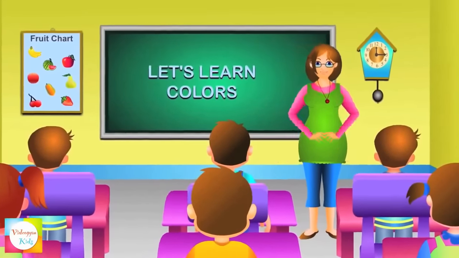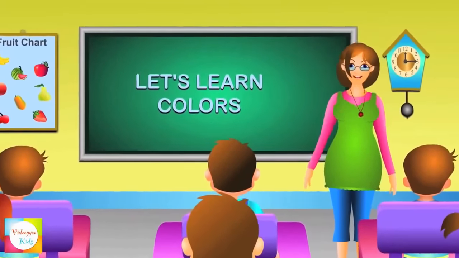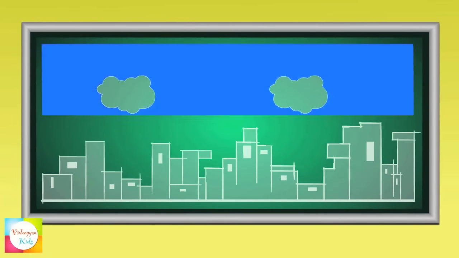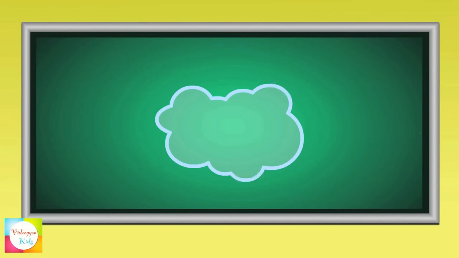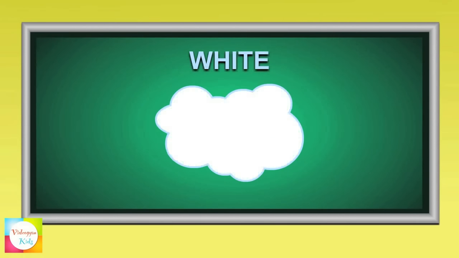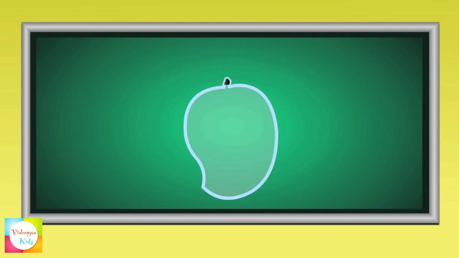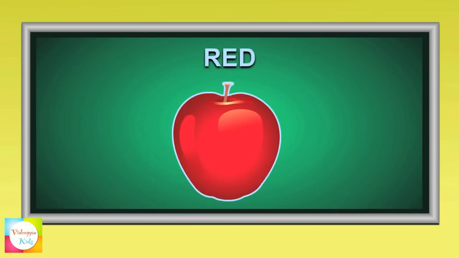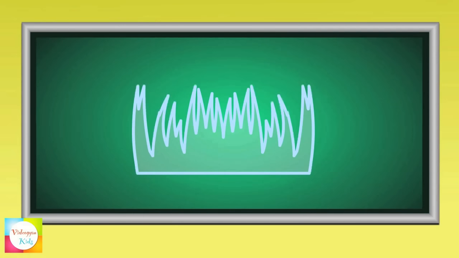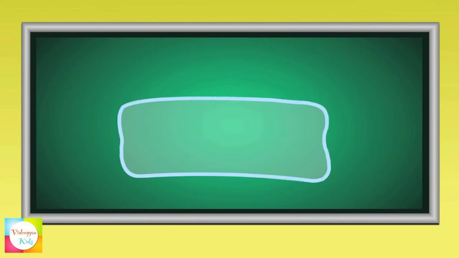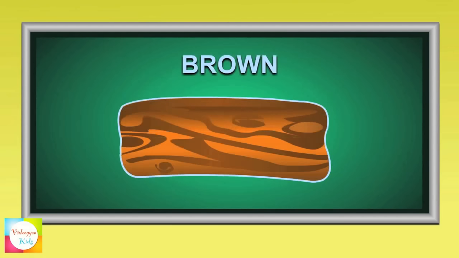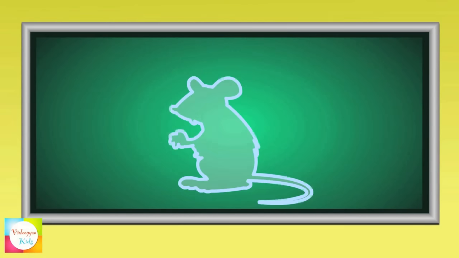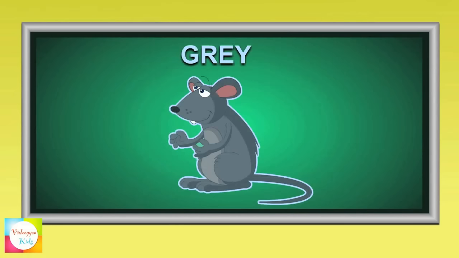Let's learn some colors today. In objects we see every day. The color of the sky is blue. The color of the cloud is white. The color of the mango is yellow. The color of the apple is red. The color of the grass is green. The color of the wood is brown. The color of the elephant is black. The color of the little mouse is gray.